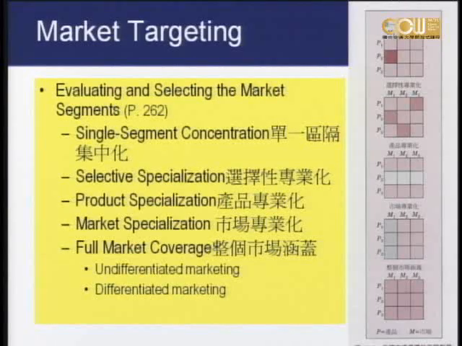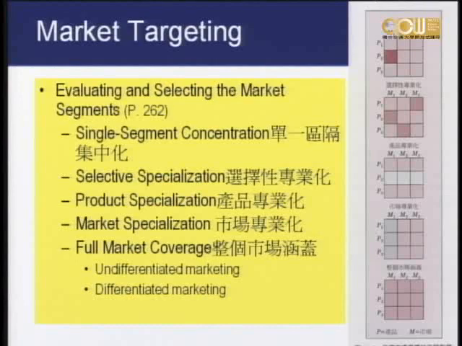Selective specialization means that among these 9 segments, I pick up this one, this one, this one. Then it's called product specialization. These are product and market. I specialize in one product, such as Japanese cars, specialized in mid-size cars. Then we have product and then market specialization.